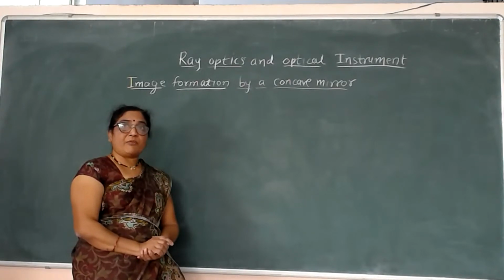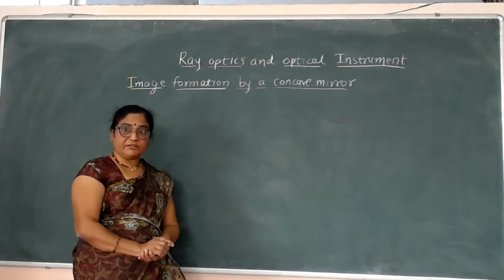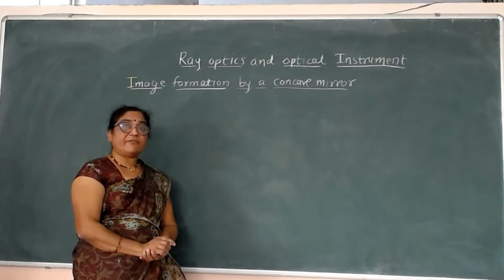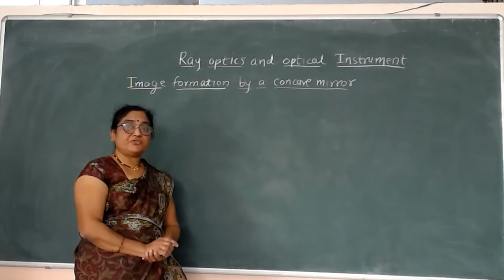The image formed on the same side as the object is known as a real image. Or the image which is found due to converging rays is known as a real image. The image which is found due to diverging rays is known as a virtual image.